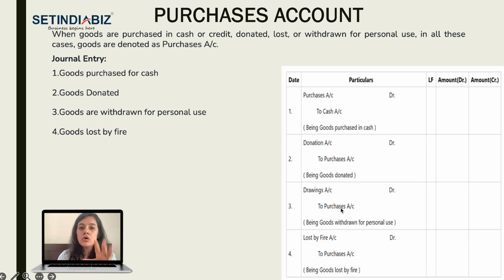Again, goods stock is being reduced. Whenever asset is being reduced, it is credited. Then goods lost by fire. Lost by fire account debited to purchases account, right? So these were all the entries related to purchases account. Again, we will write this brief summary, being goods lost by fire.